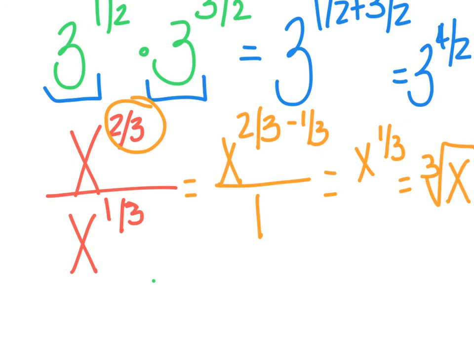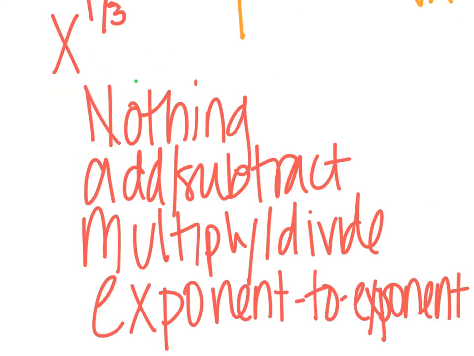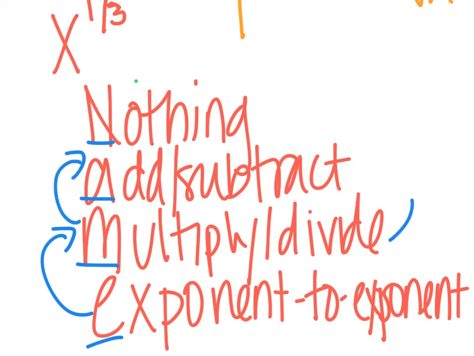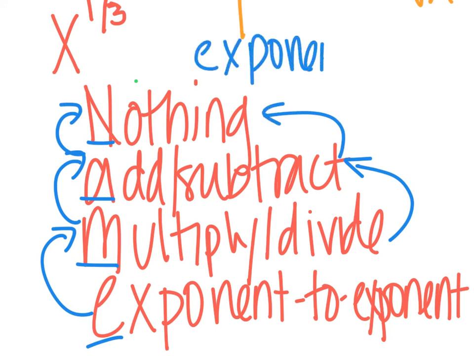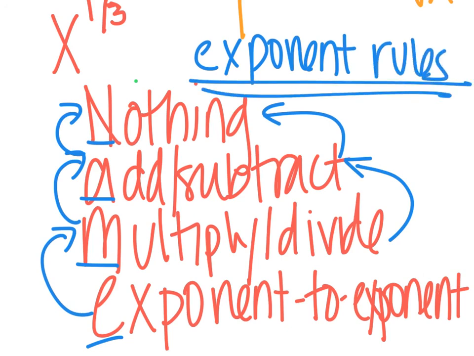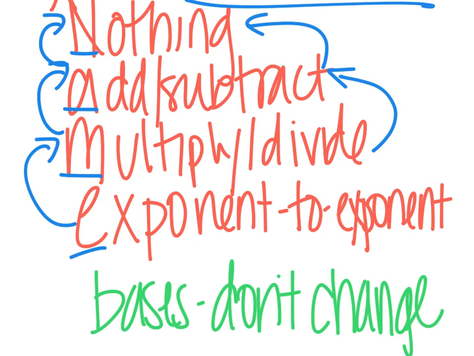And your exponent rules: the word name will help you remember what they are. So exponents to exponents, remember you multiply. If you're multiplying, you add. If you're dividing, you subtract. And if you're adding or subtracting, you do nothing to the exponent. Remember, these are your exponent rules. These rules do not apply to your coefficients. And lastly, remember that your bases do not change. Your bases are never, ever, ever going to change.